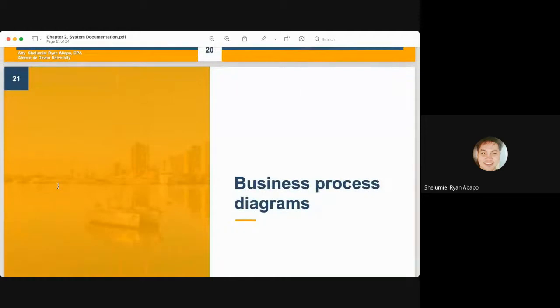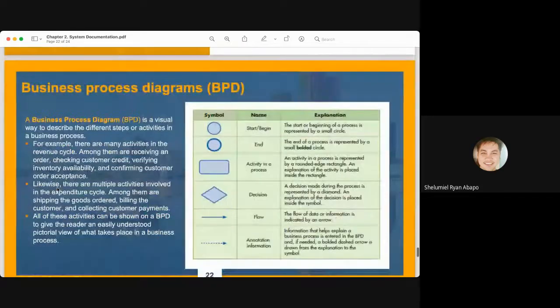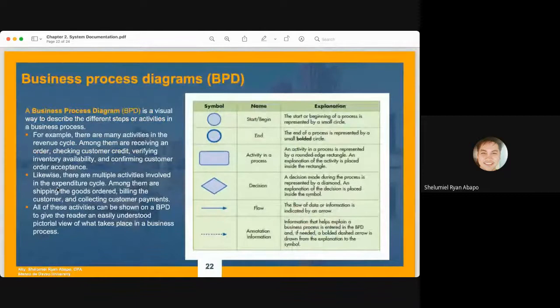Now let's proceed to business process diagrams, or BPD. We've mentioned a while ago that BPD is a visual way to describe the different steps or activities in the business process. The business process diagram is basically, class, a diagram showing you the different processes in doing business, but the focus here is on the flow of the business process, rather than the flow of certain documents from one department to another.